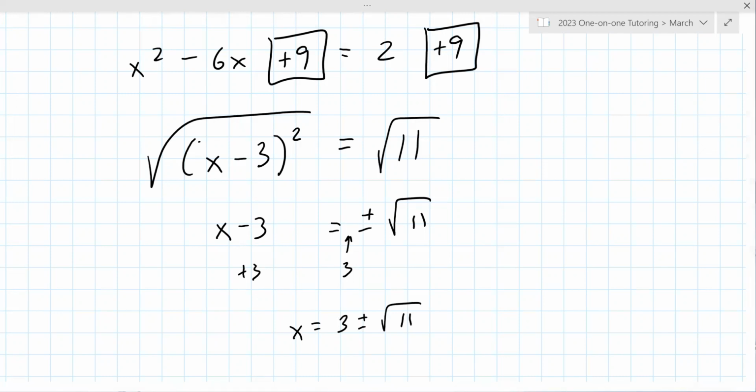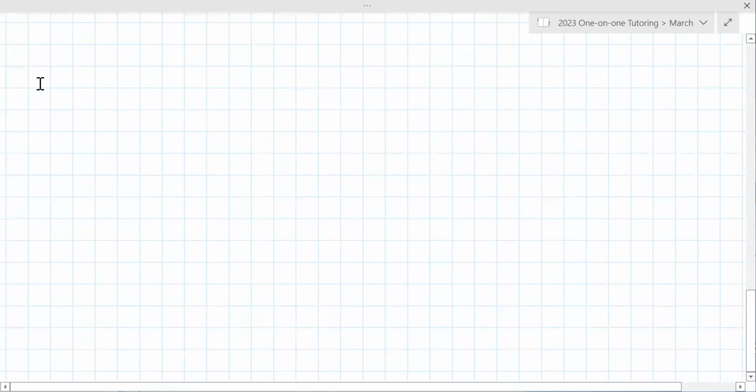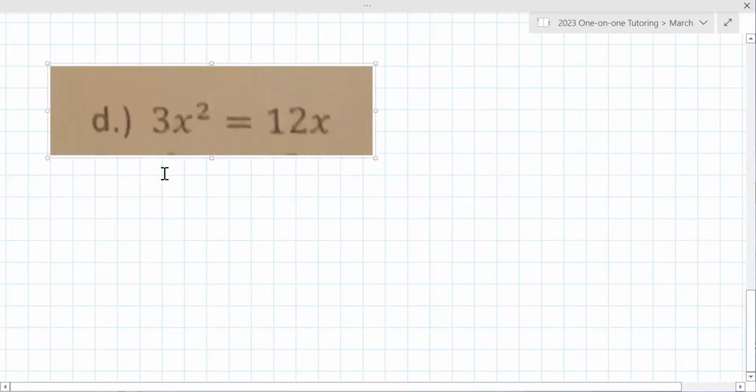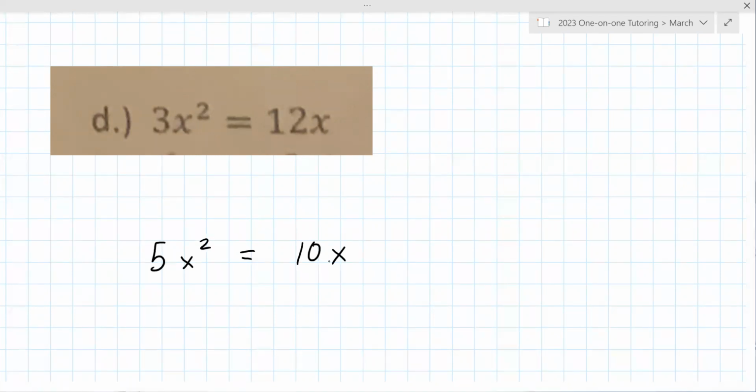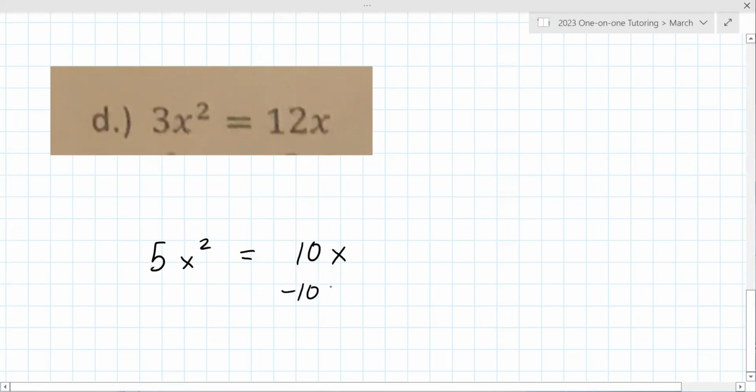Cool. So let's go in order. I guess, well, we'll look at D because this is the type of problem you want to be able to get down on your exam. So I'll make one up like this. Let's say it's 5x squared equals 10x. The first thing to do is actually to move everything to one side of the equation.